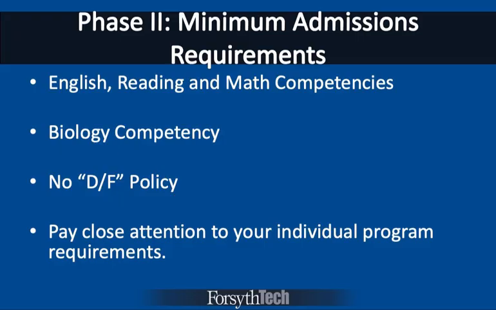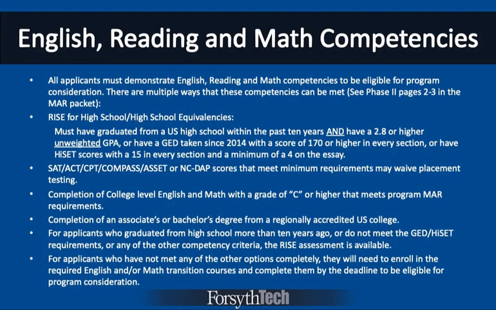Now that we've covered the steps needed to apply, let's talk about how to be eligible to be considered for your program. All applicants must demonstrate English, reading, and math competencies to be eligible for program consideration. There are multiple ways to meet these requirements, so let's take a look. If you have graduated within the past 10 years from a U.S. high school and have an unweighted GPA of 2.8 or higher, or have a GED taken since 2014 with a score of 170 or higher in every section, or have HiSET scores with a 15 in every section and a minimum of a 4 on the essay.